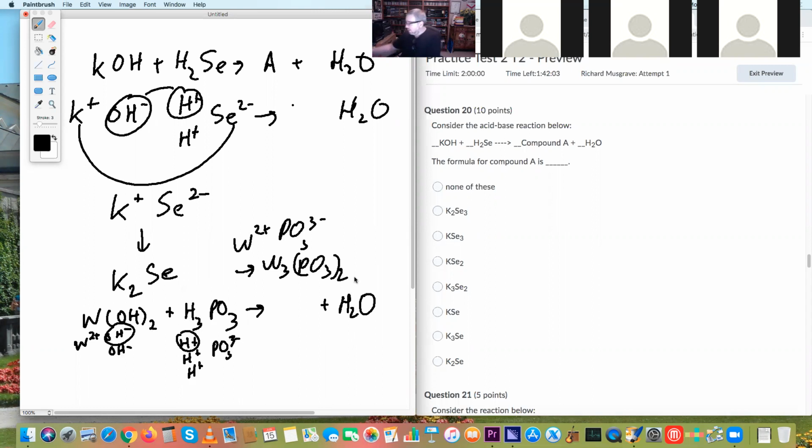So again, the essence here is we've got 6. So each of them has to add up to +6 or -6. So to get +6, we need 3 Ws, and to get -6, we need 2 PO3s.